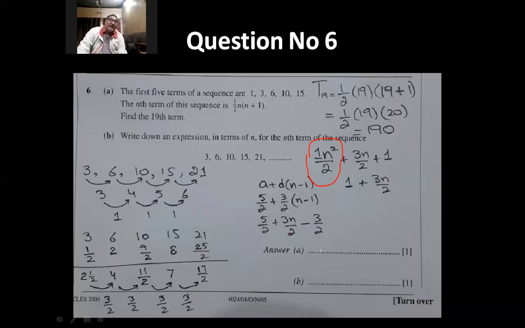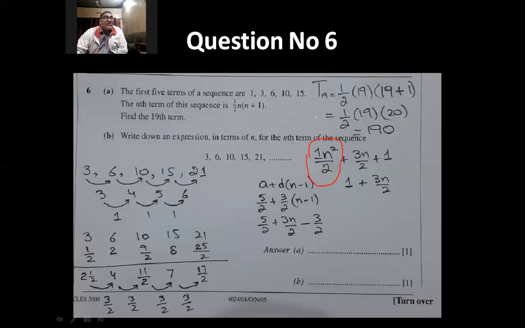And I will write this in my rough work where I have written 1 by 2 n squared. When you simplify, 5 by 2 minus 3 by 2 becomes 1. So you have 3n by 2 plus 1. So the whole answer will be n squared by 2 plus 3n by 2 plus 1.